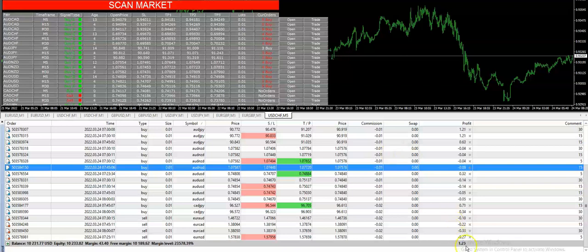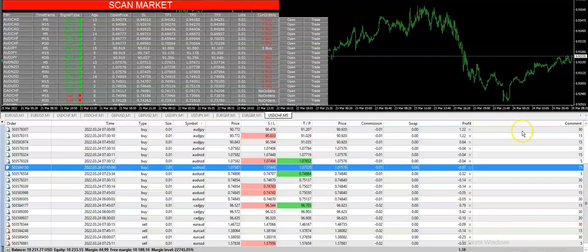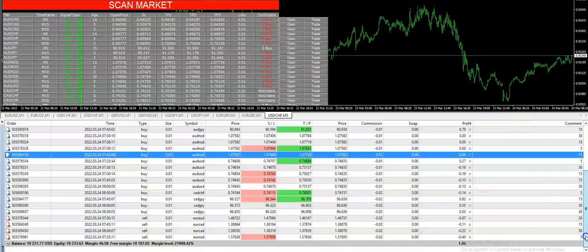So as you see, it's now running in profit of $1.30 or something, and it's got multiple trades open, and so now it's $2 something, and it's closing a few trades.